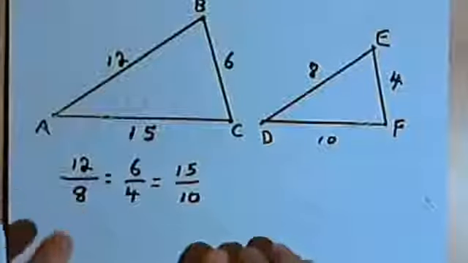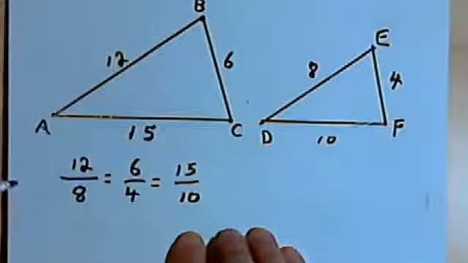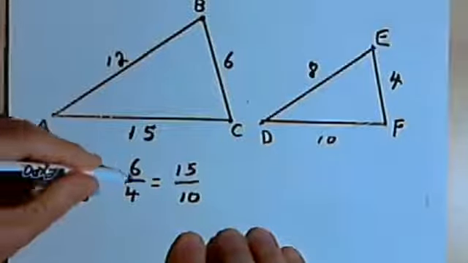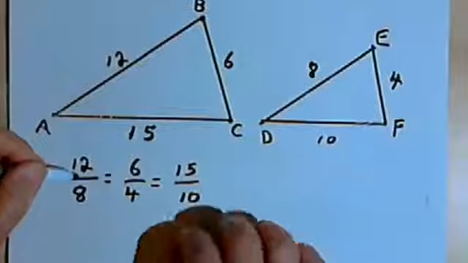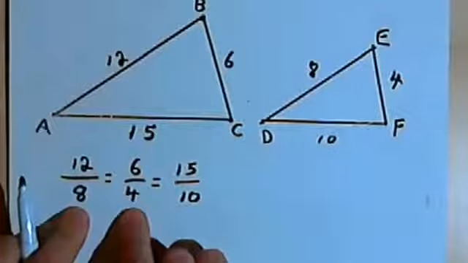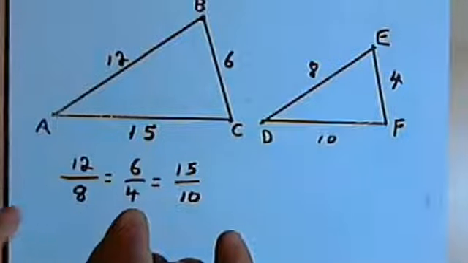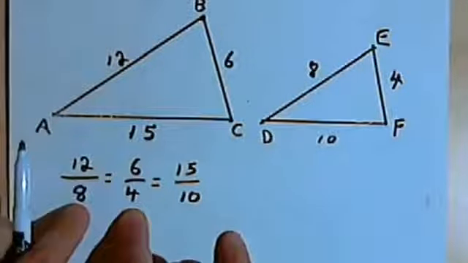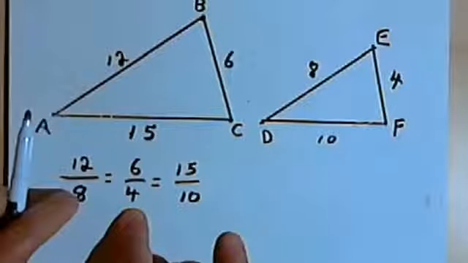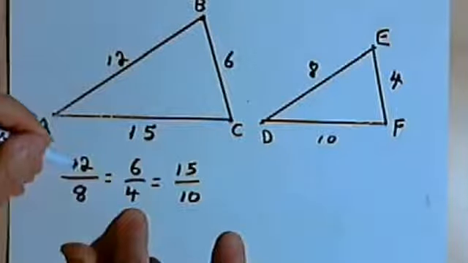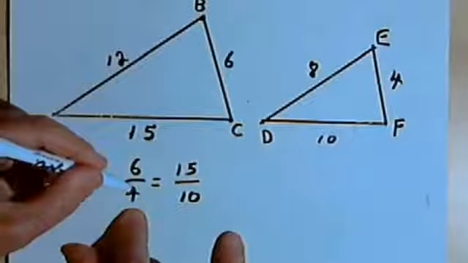And now I want to see if these three ratios are equal to each other. I could do that two ways. I could reduce each of these fractions, each of these ratios, and see if they're the same. Or I could take pairs of ratios and cross multiply. So let's take a look at that because they look like fairly easy numbers to use. 12 times 4 is 48, and 6 times 8 is also 48. So that means the fraction 12/8 equals the fraction 6/4.